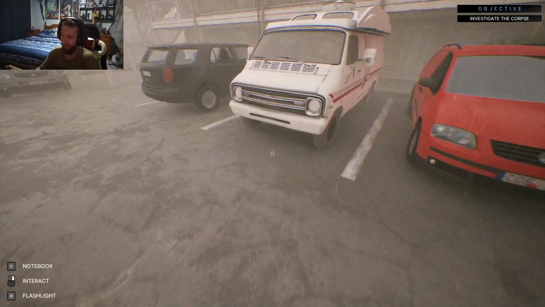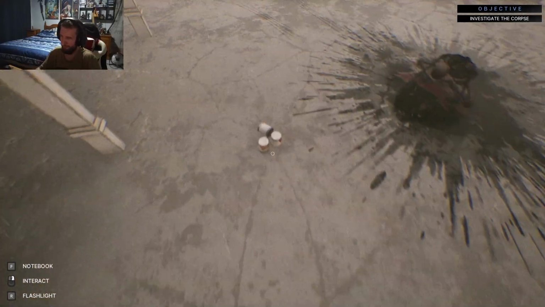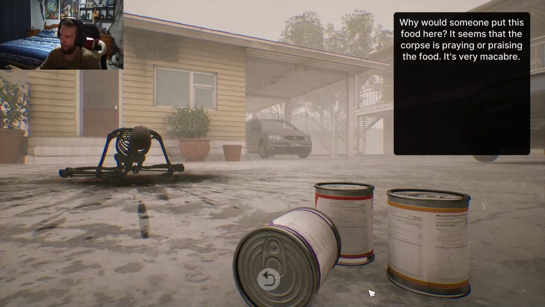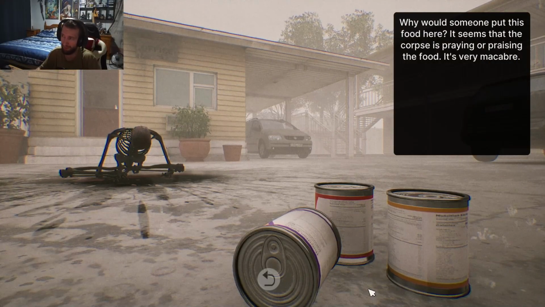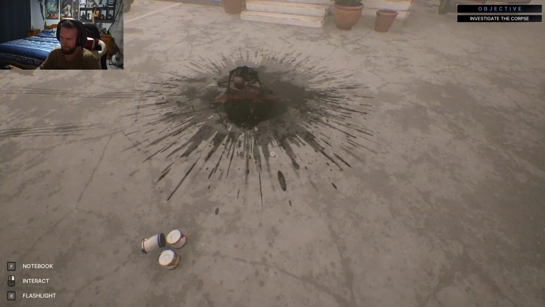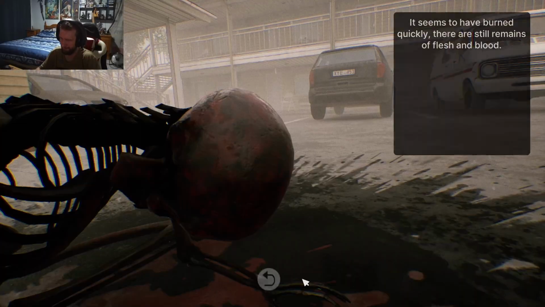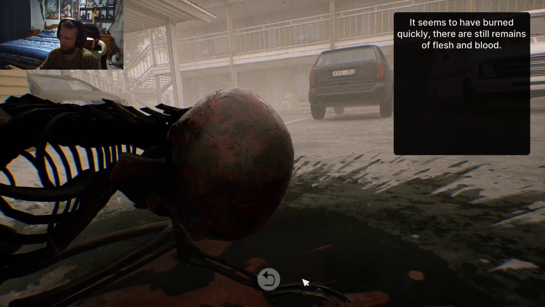Investigate the corpse. What the? Also the food is out here. Why would someone put this food here? It seems that placing the food is very macabre. Okay. It seems to be burned quickly. There are still remains of flesh. I thought it was burned.